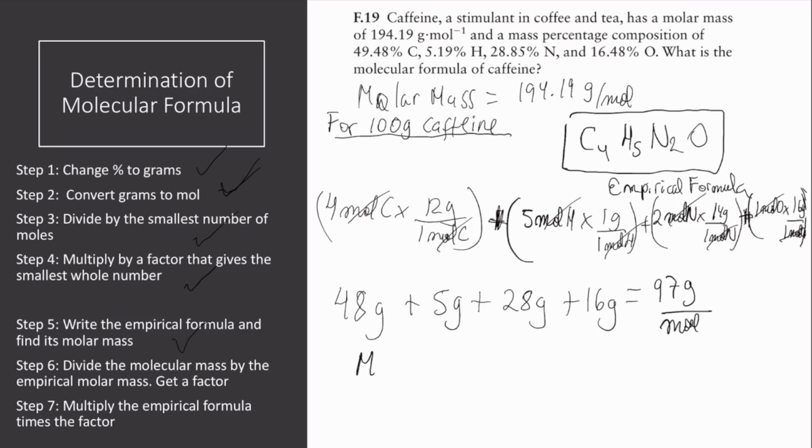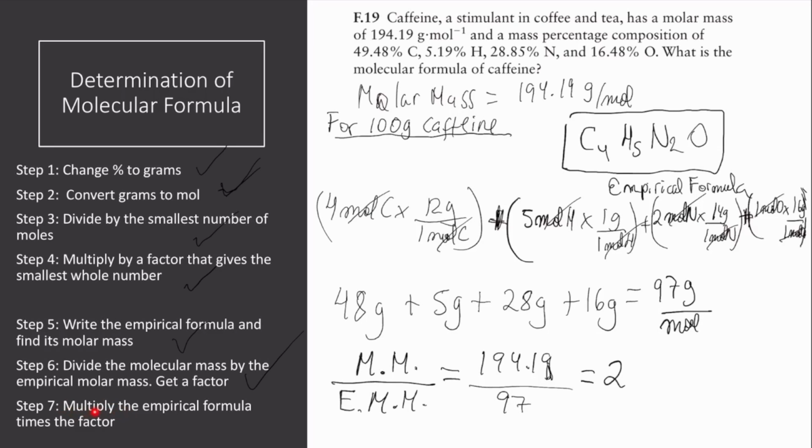So we divide the molar mass by the empirical molar mass, which we just found. The molar mass is the one given at the beginning of the problem, 194.19, and this has units of grams per mole. We divide it by 97 grams per mole, so the units cancel out. Let's just focus on getting the factor. Dividing these two numbers, we get 2. That takes care of step 6.